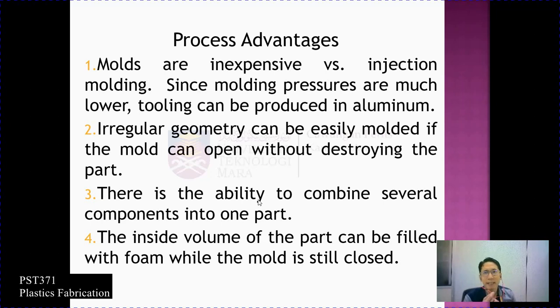Irregular geometry can be easily molded if the mold can open without destroying the part, and then there is the ability to combine several components into one part. This is the most unique property of extrusion blow molding as compared to injection blow molding. The inside volume of the part can be filled with foam while the mold is still closed. Some extrusion blow molding processes include the filling of the material itself. Sometimes they put in liquids, water, detergent, whatever it is, so that the end process of filling the material into a bottle is eliminated.